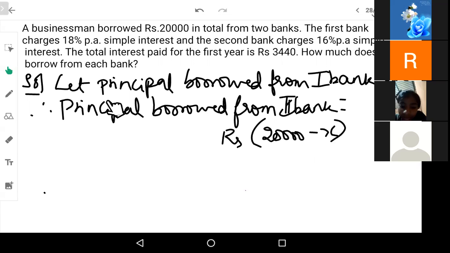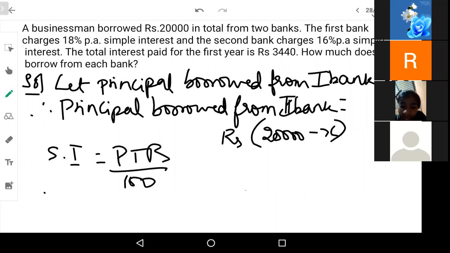Now, since they are charging simple interest, let us use the simple interest formula, that is PTR by 100, and let us try to calculate the interest amount. Fine. So for the first bank, the principal is rupees X into the time.